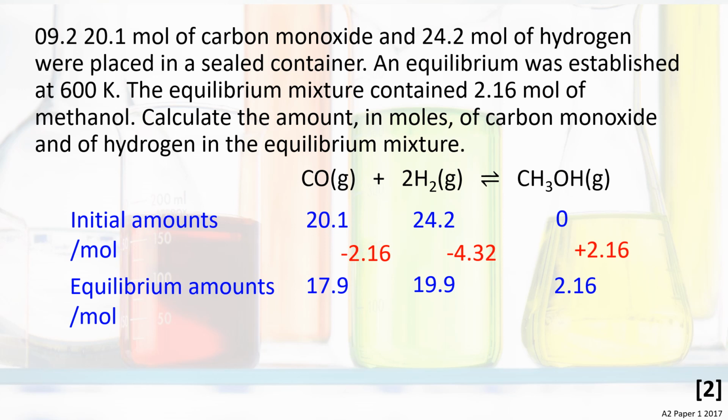For each mole of methanol that is produced, 2 moles of hydrogen are used up. If 2.16 moles of methanol are produced, 4.32 moles of hydrogen are used up. The amounts of each component at equilibrium are 17.9, 19.9 and 2.16 moles for CO, H2 and CH3OH respectively.